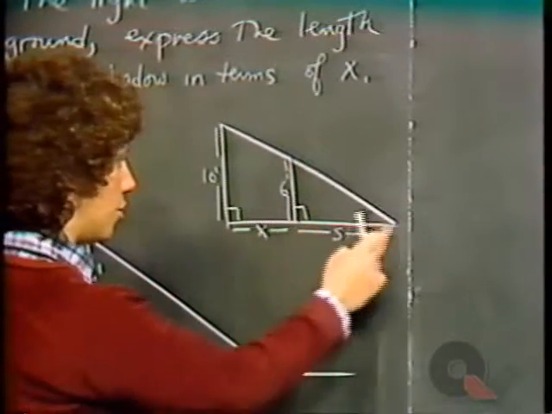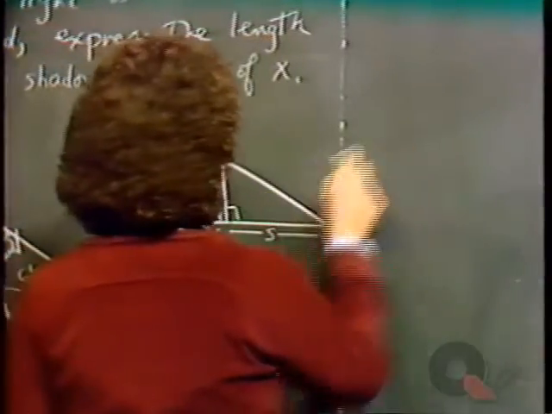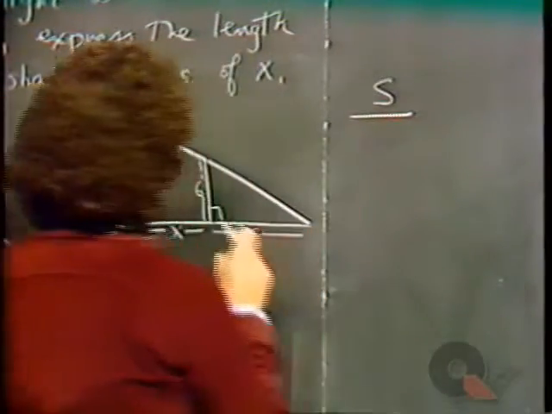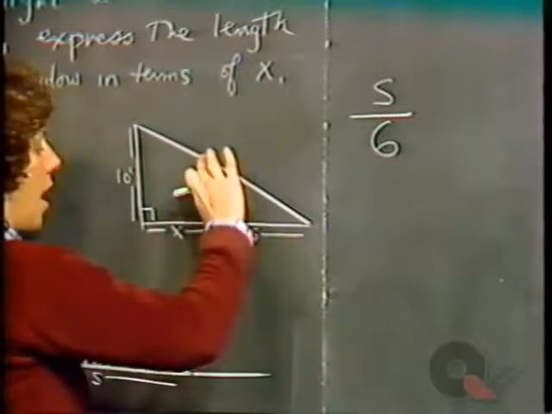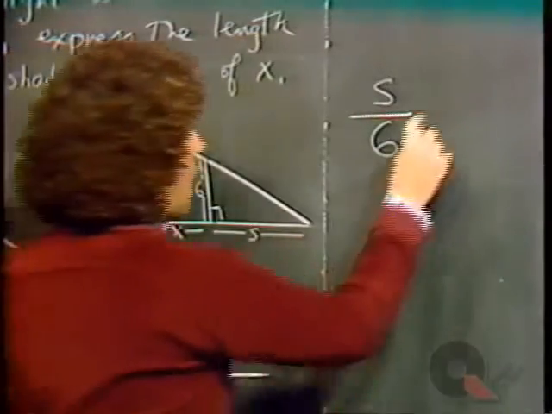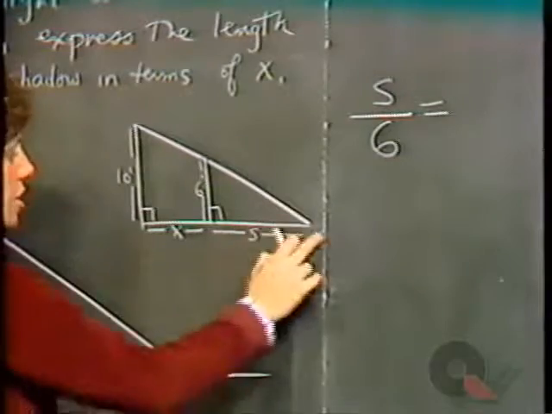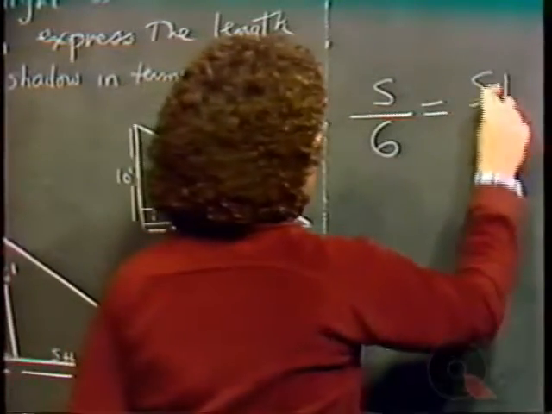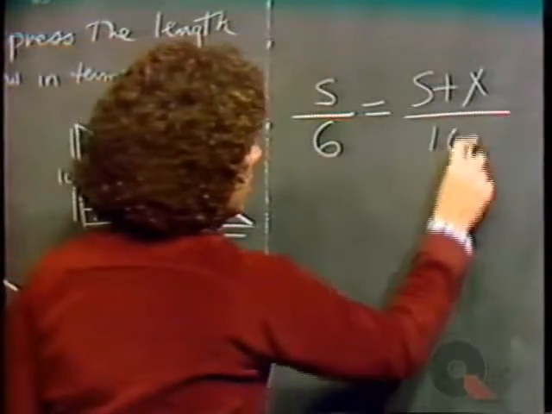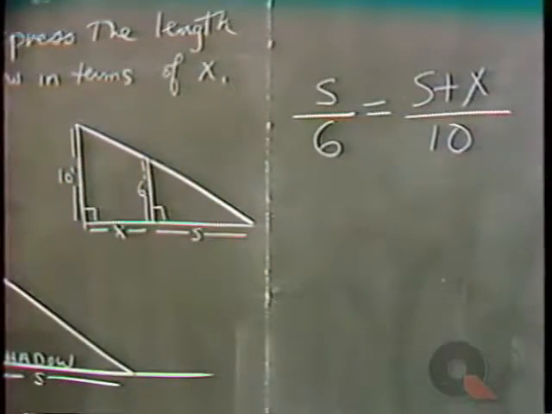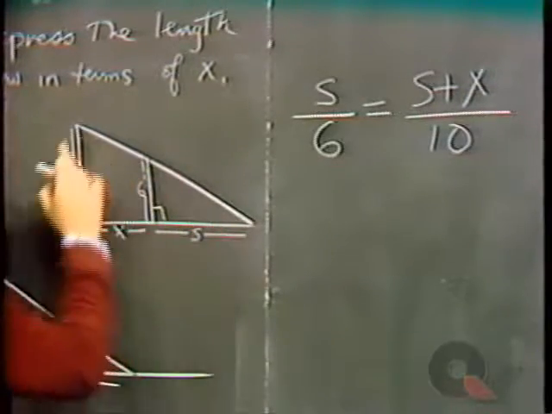We can say in the smaller right triangle, the length of the base of the smaller right triangle, S, is to the height in the smaller right triangle as the length of the base in the larger right triangle, which is S plus X, is to the height of the larger right triangle, which is 10. Let's look at that again.